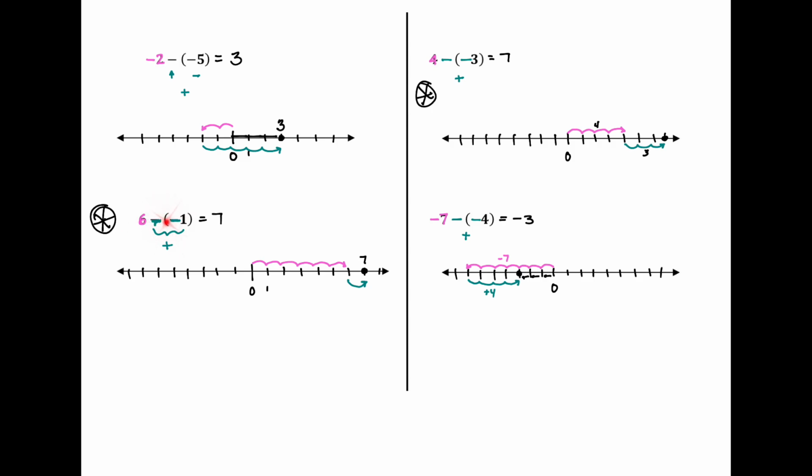An even number of negatives makes a positive, right? Okay, it works on the other two too. It's just easier to see on these. Okay, so two negatives make a positive, and we move to the right.